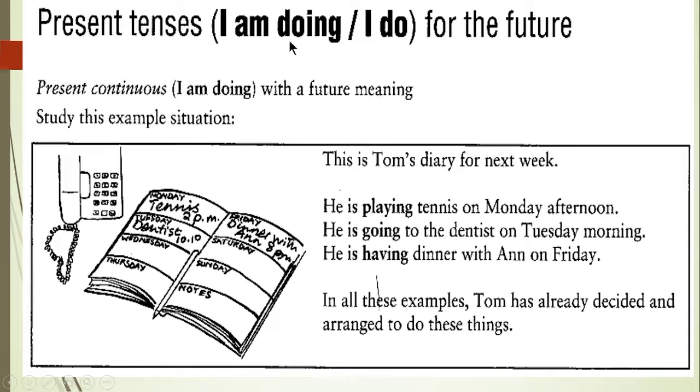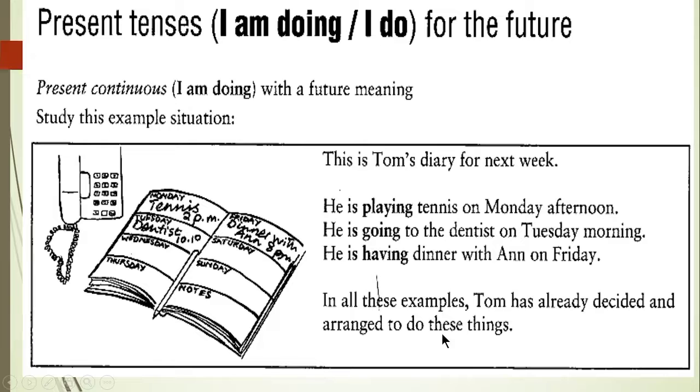Present tenses, I'm going to or I do for the future. Present continuous, I'm doing or I'm going, etc. with the future meaning. Look at these examples. This is Tom's diary for next week. He is playing tennis on Monday afternoon. He is going to the dentist on Tuesday morning. He is having dinner with Anne on Friday. In all these examples, Tom has already decided and arranged to do these things.